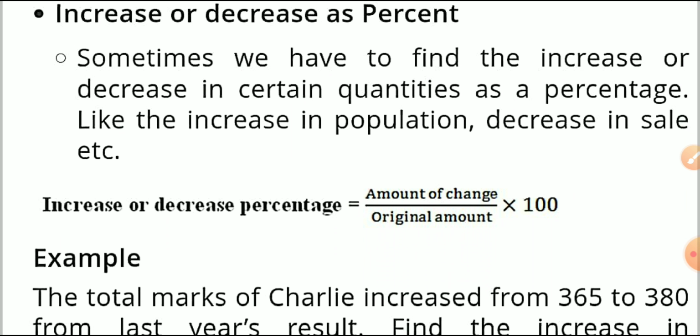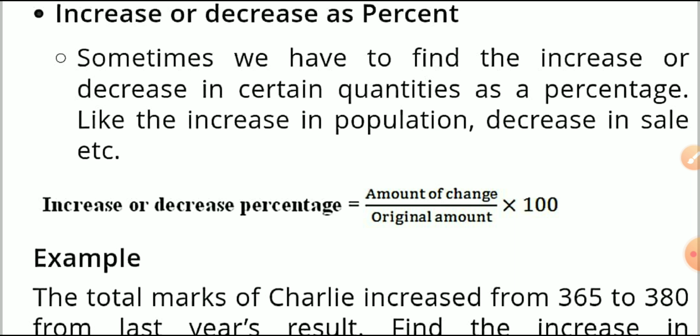Increase or decrease as percentage. Sometimes we have to find the increase or decrease in certain quantities as a percentage, like the increase in population and decrease in sale. So how will we find the increase or decrease percentage? So amount of change means, suppose the amount was 130, now it is increased to 200. So what is the change in amount? The change in amount is rupees 70. How do you get this? 200 minus 130 is equal to 70.